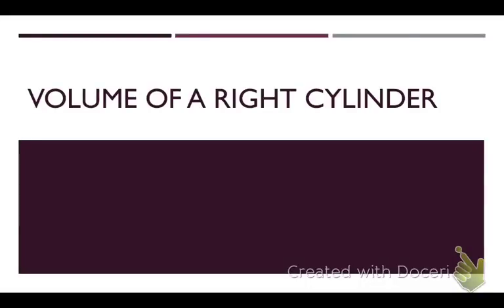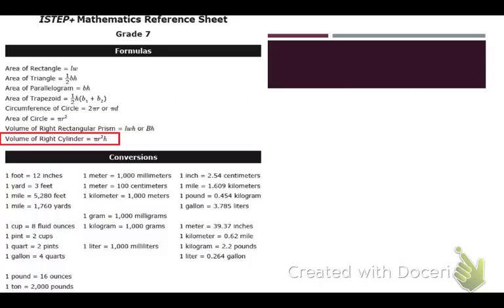Volume of a right cylinder. Take a moment to look at your reference sheet and locate where volume of a right cylinder is. And on top of your worksheet paper, I would like you to write V for volume equals pi r squared h.